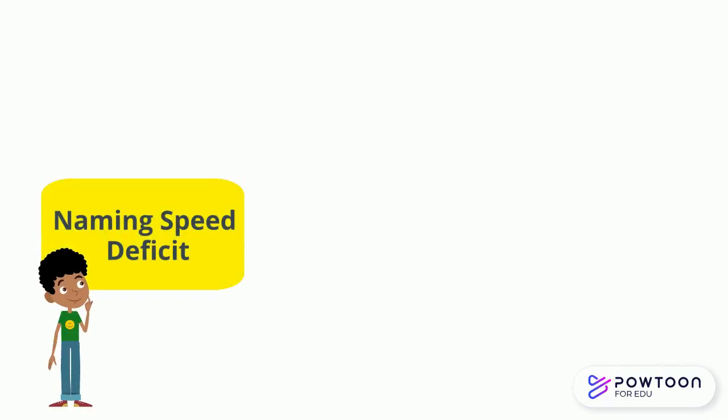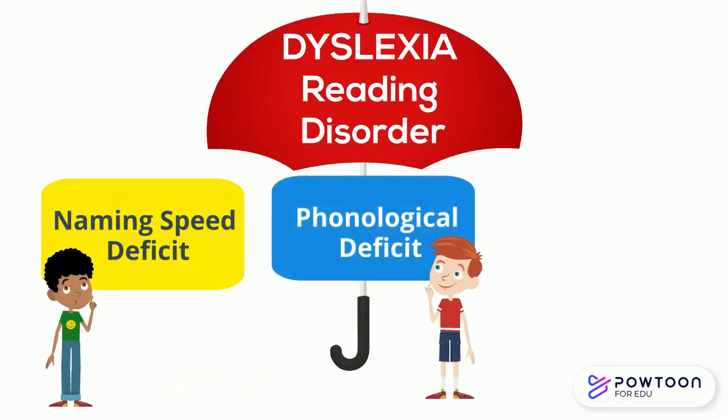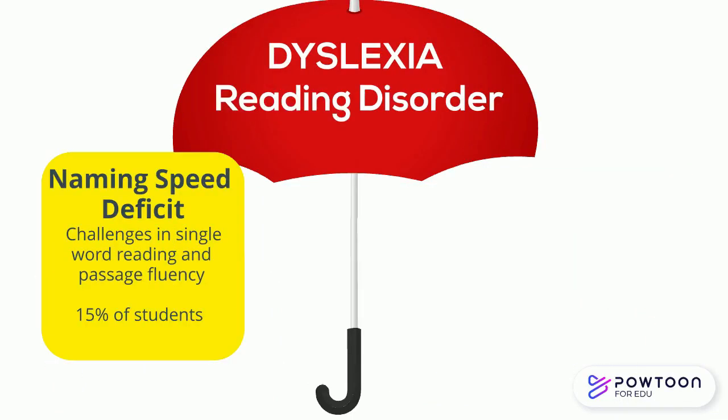Naming speed deficits are considered one subtype or profile of dyslexia. The other common subtypes are a phonological deficit and a double deficit. A naming speed deficit is characterized by challenges in single word reading and passage fluency. It affects approximately 15% of students with reading disorders.